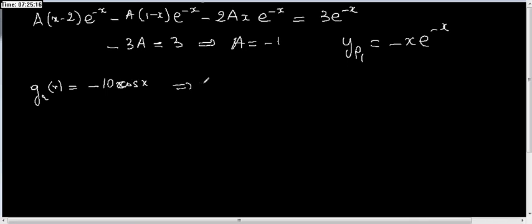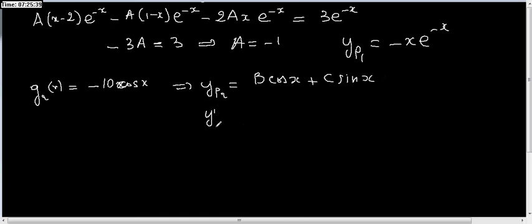Now this means yp2 should be a constant, let's say b cosine x, and then c sine x. Since a cosine might come from cosine or sine, we always have to combine cosine and sine when we are dealing with either cosine or sine. Now there's no application for this case, so we just differentiate.